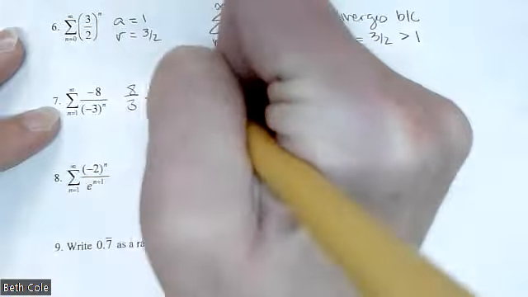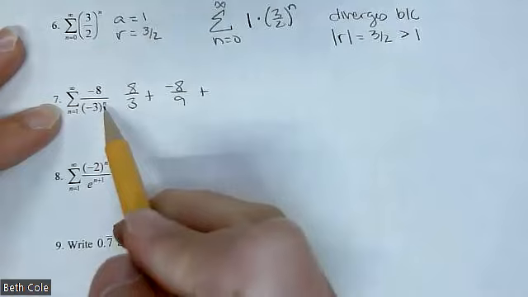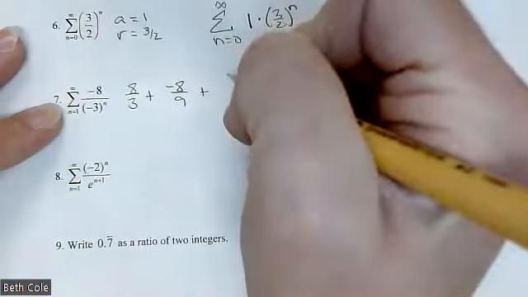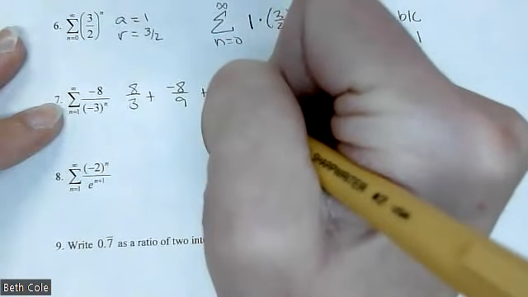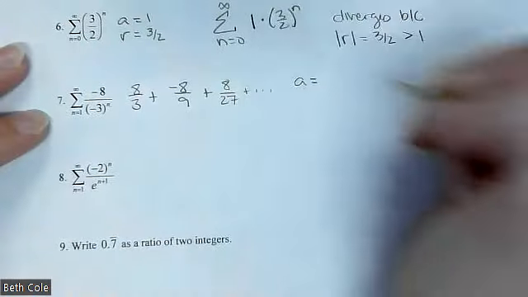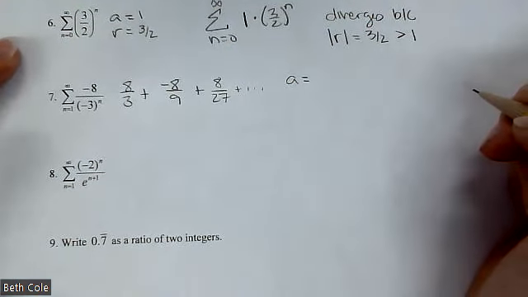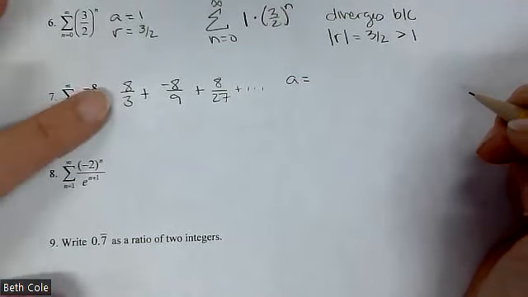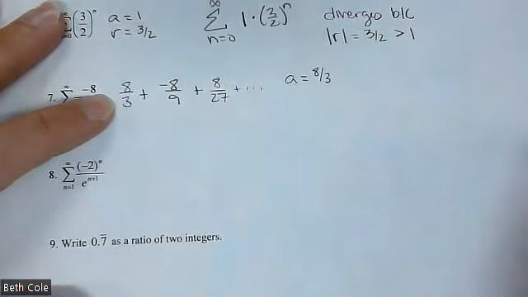yep, -8/9, and then put another plus. Just always put plus even if it turns out negative. All right, and then if we plug in 3, you would have -8/-27, which would be +8/27. I think that's good enough. You really only need about 3 terms to figure out what's going on. What is a? It's the first one, guys. 8/3. It's the one you started with.